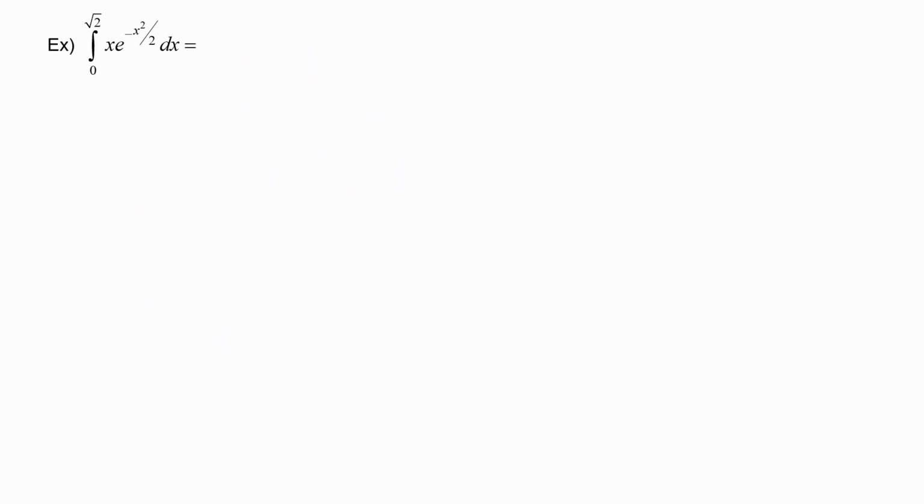In this example, we have the integral from 0 to radical 2 of x e to the negative x squared over 2 dx. The most likely candidate for our u variable is the inside of this composite function. So let's let u equal negative x squared over 2. Then du is going to equal negative 2x over 2 dx, which simplifies to be du equals negative x dx.